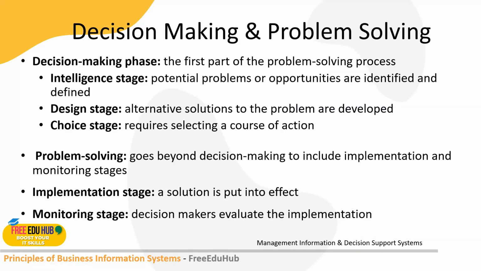Then we have different phases of it. The first phase that we have is the decision making phase, the first part of the problem solving process. It is further divided into intelligence stage, design stage, and choice stage. Now, the intelligence stage is where potential problems or opportunities are identified and defined. So in the intelligence stage, we find the actual problems and what opportunities we can identify in order to solve those problems.